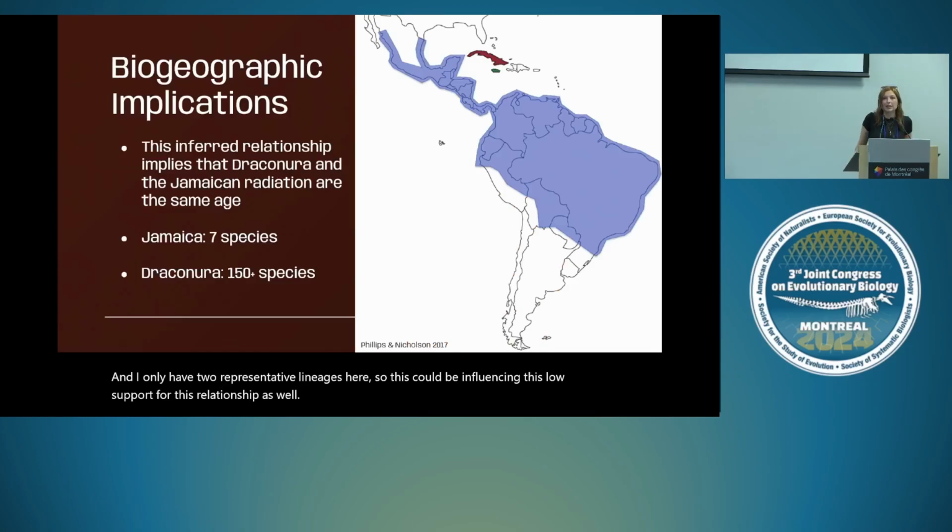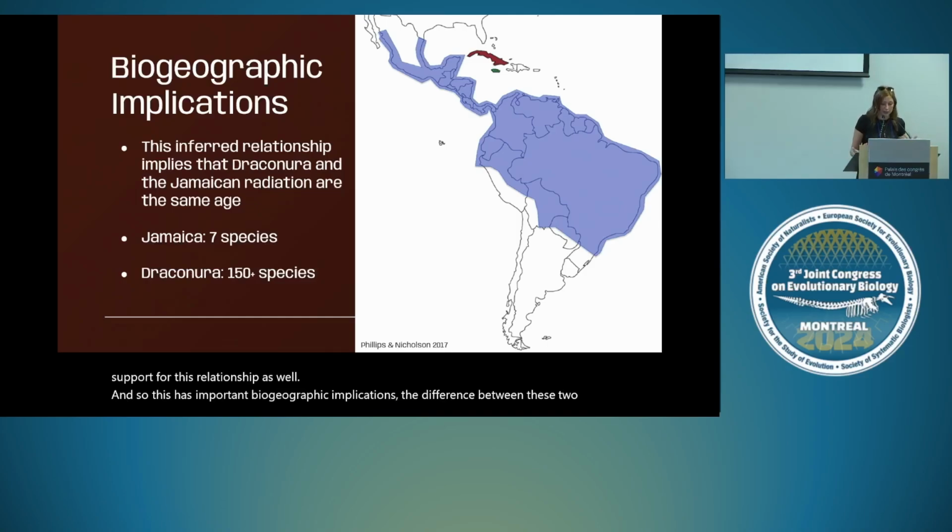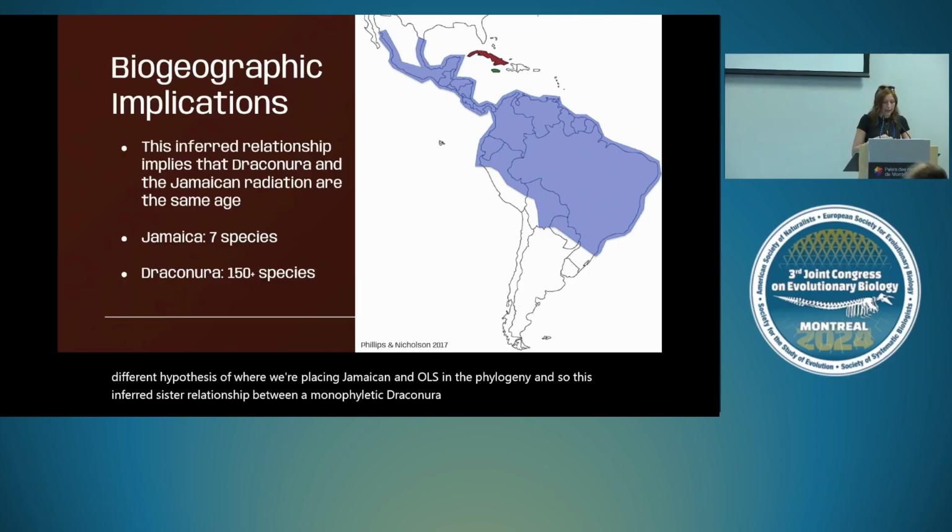And so this has important biogeographic implications, the difference between these 2 hypotheses of where we're placing Jamaican anoles in the phylogeny. This inferred sister relationship between a monophyletic Draconura and Jamaican anoles tells us that the Jamaican radiation and Draconura would be the same age, and this is incredible. So within Jamaica, we have 7 species and over 150 in Draconura.